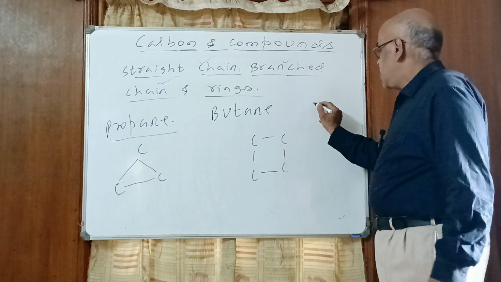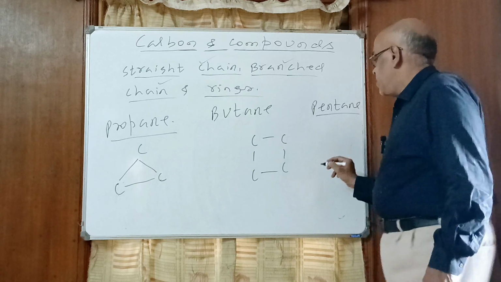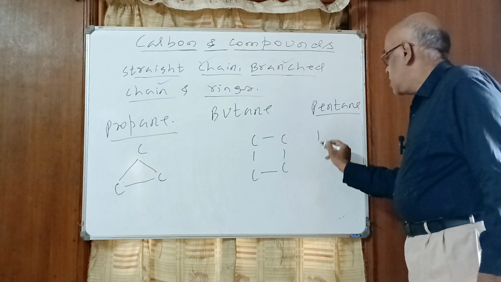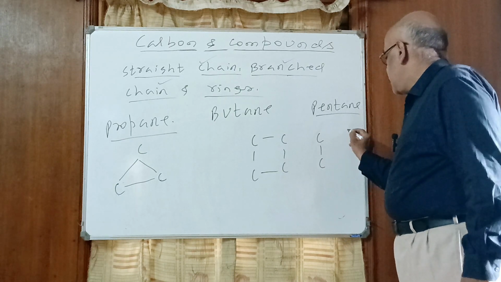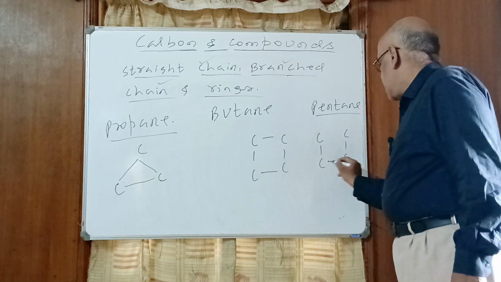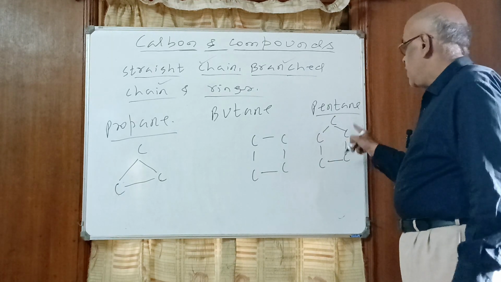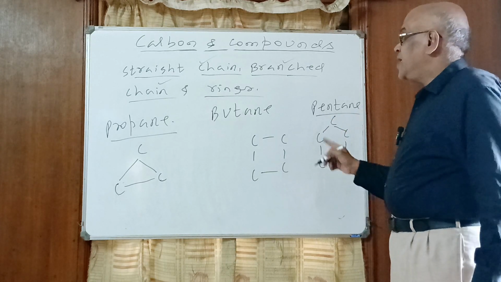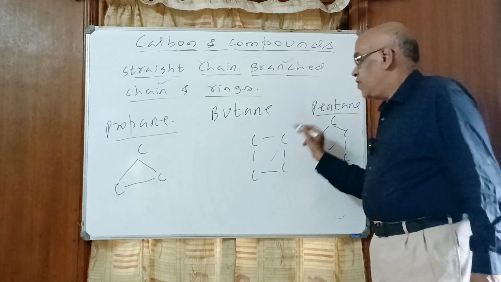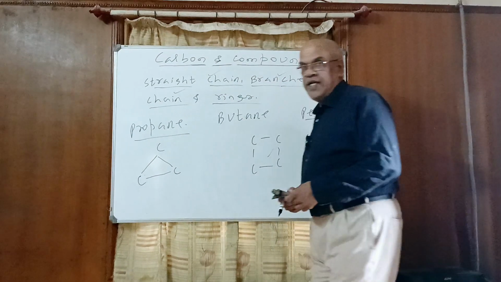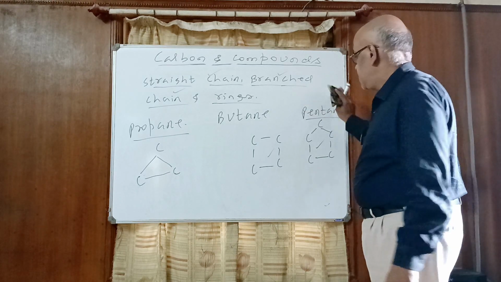Propane, butane. You take pentane, children. Pentane. What is that? Ring structure. 1 carbon atom, 2 carbon atom, then 3 carbon atom, 4 carbon atom, and the 5th carbon atom. 1, 2, 3, 4, 5. What is this? Pentane. It has a ring structure. Ring structure is like this, for propane, butane and pentane. Isn't it, children? So, end of this another small topic.